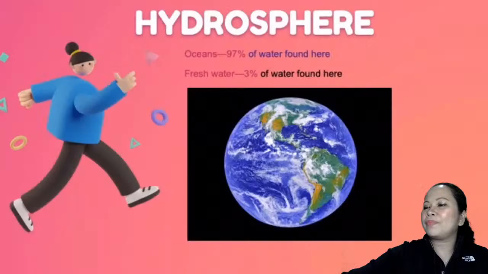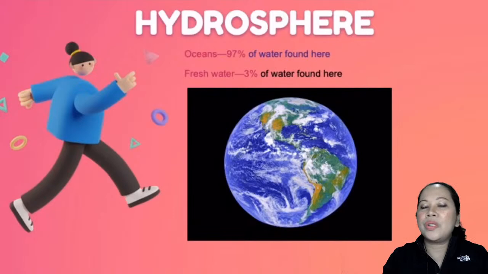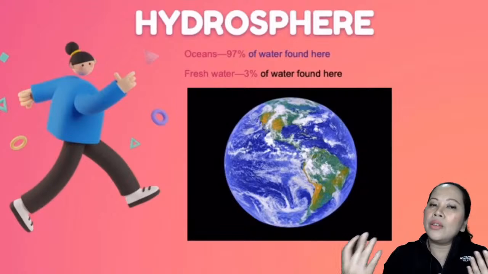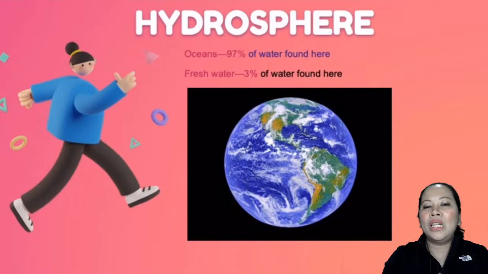So when we talked about the hydrosphere, the earth consists of the earth's water resources, such as oceans, lakes, rivers, streams, groundwater, and glaciers. So our earth is also called the blue planet because we look blue, because 3/4 of our planet is water. That's why we're called the blue planet.